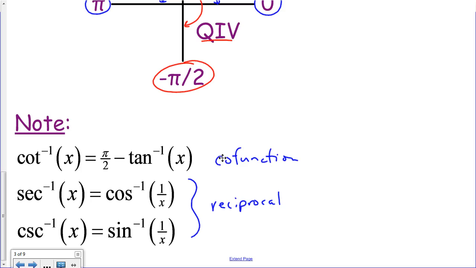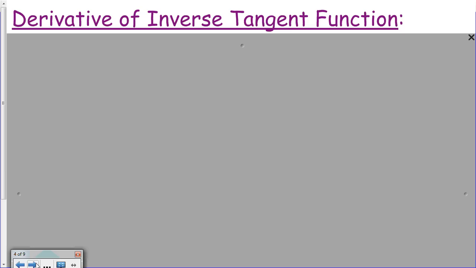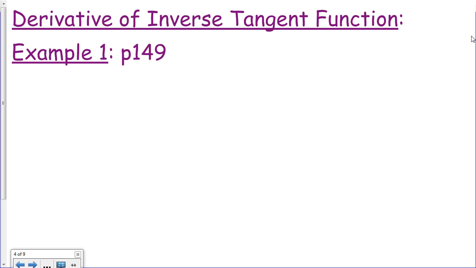All right, so let's get to the topic of this section then, which is to find the derivatives of your inverse trig functions. And we're going to start out with the derivative of the inverse tangent function. And actually, we're going to follow through with this first example. That's what the first example actually asks us to do. It asks us to find the derivative of tangent inverse. So we're going to start out with y equals tangent inverse of x.